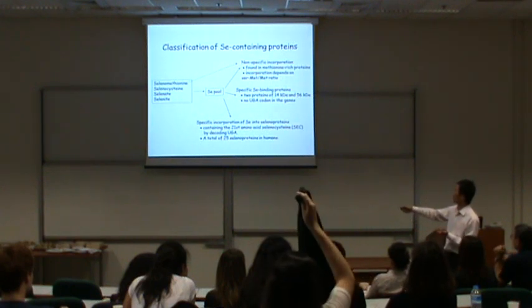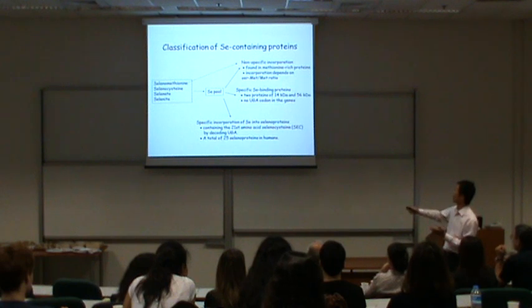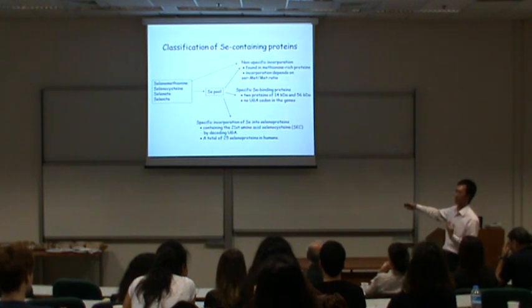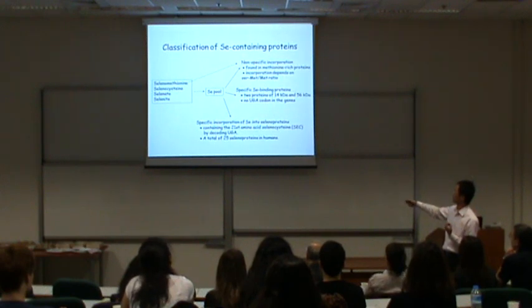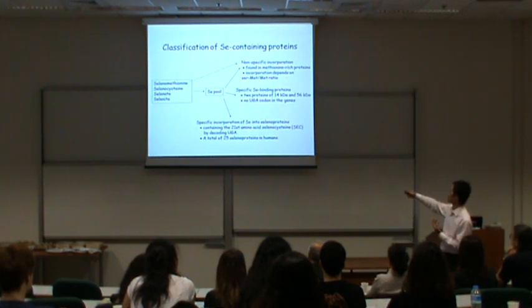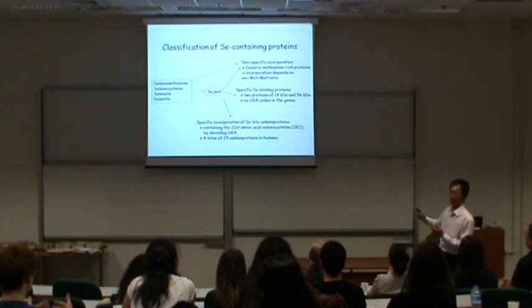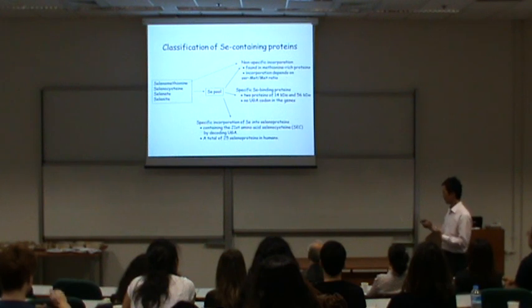There is a total of 25 selenoproteins in humans. So there are 2 types of specific selenium binding proteins. The selenoproteins contain selenocysteine, using the UGA as a signal for selenocysteine. And this is another group of selenium binding proteins, but they do not have the UGA. Those are small proteins in our body.